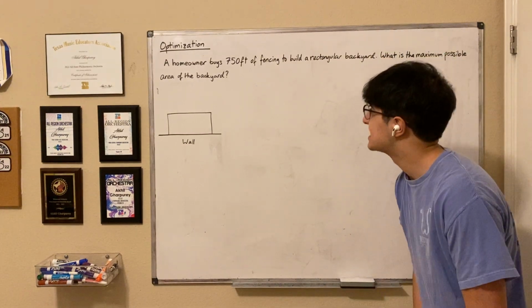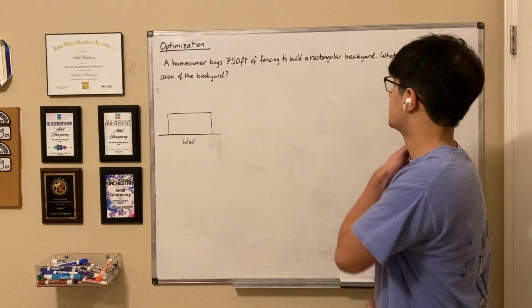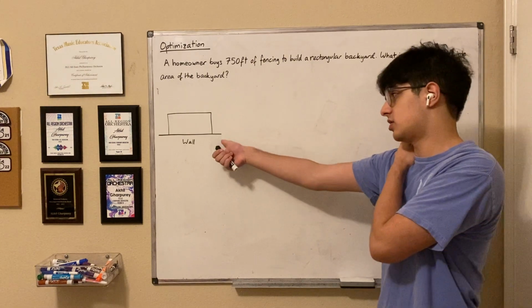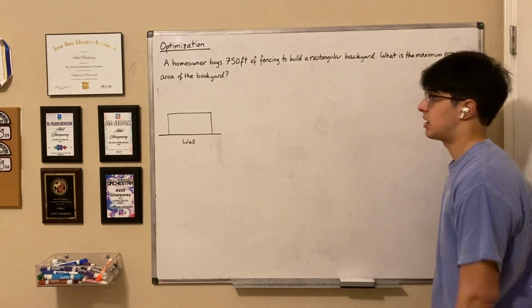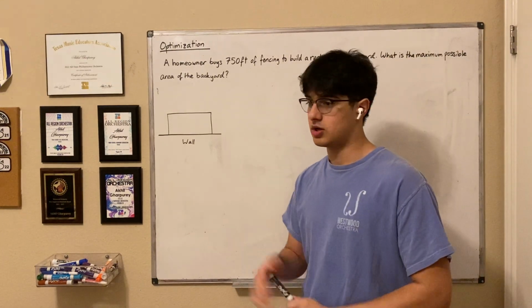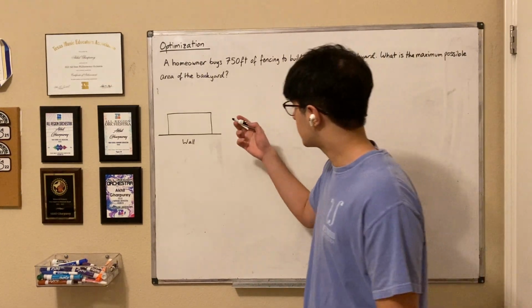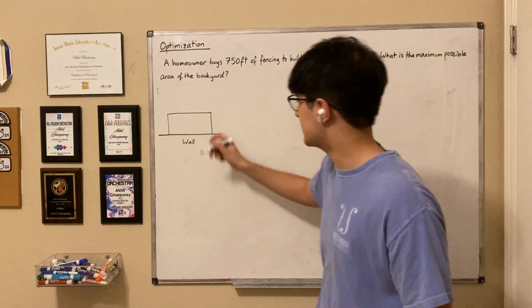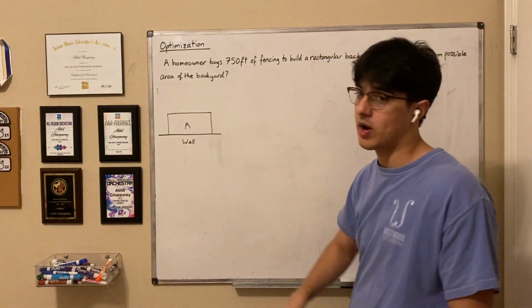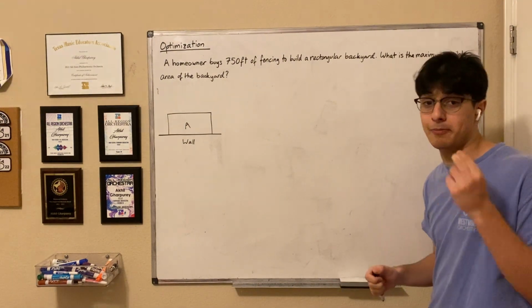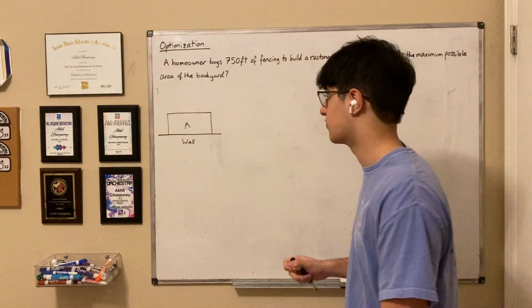A homeowner buys 750 feet of fencing to build a rectangular backyard. So this is his backyard right here. What is the maximum possible area of the backyard? So the thing we're trying to maximize here is the area, this whole region right here. How many square feet is the maximum possible area? That's what we're looking for.